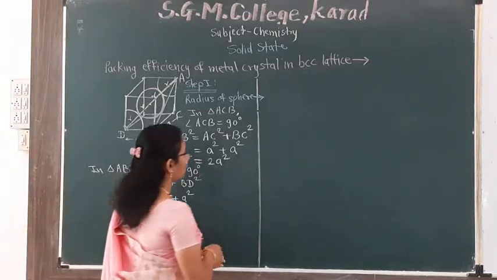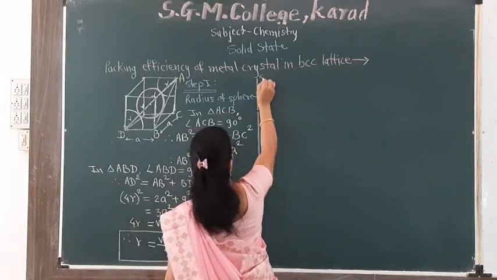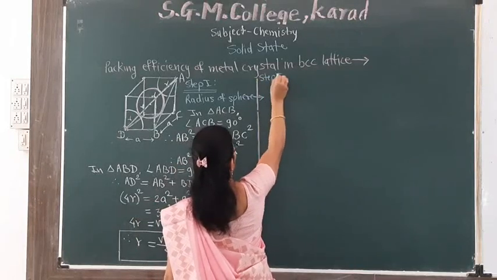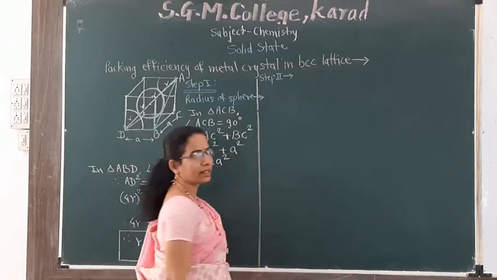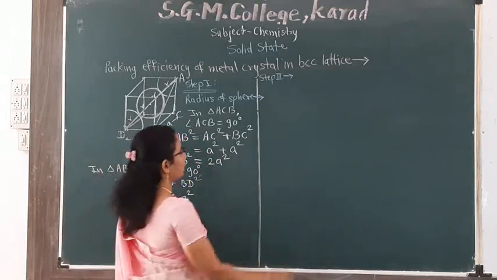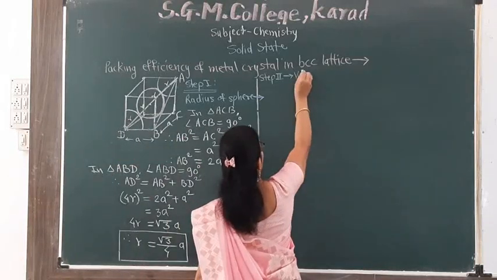Now we will take the second step. In the second step, what we have to do? We have to find the volume of sphere.